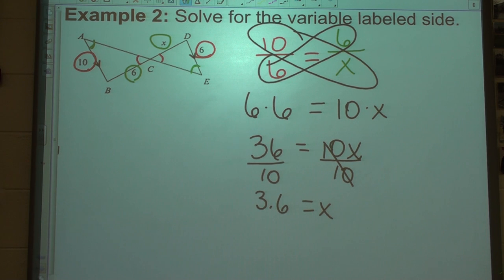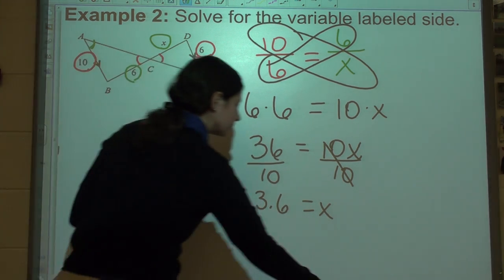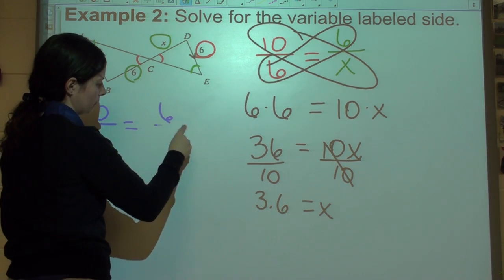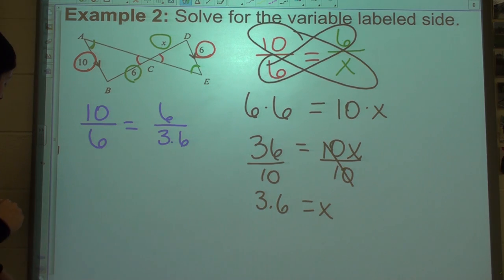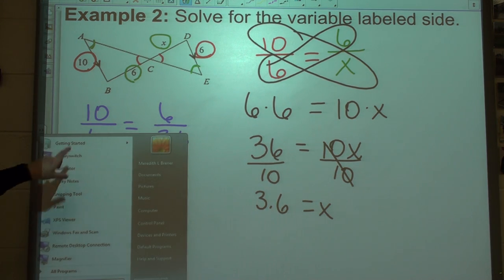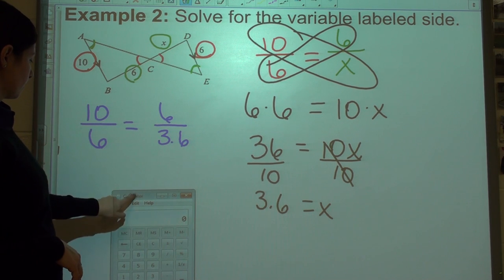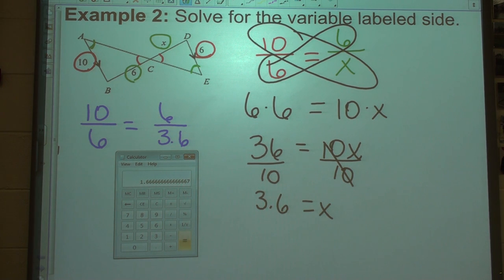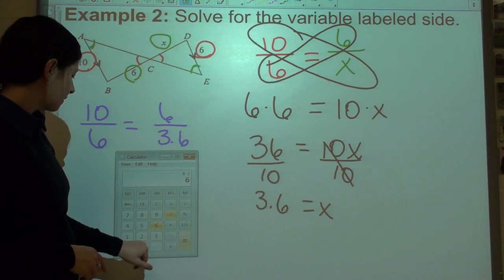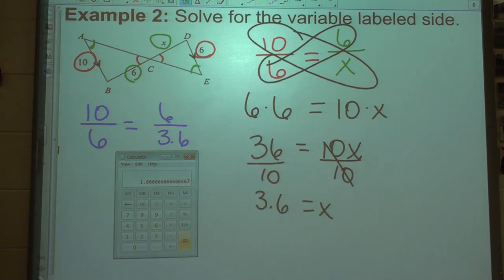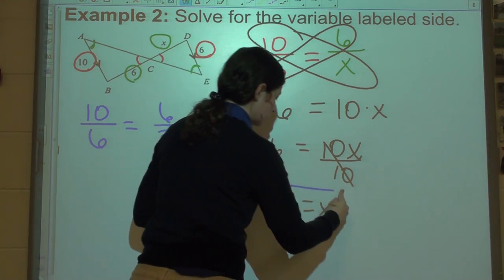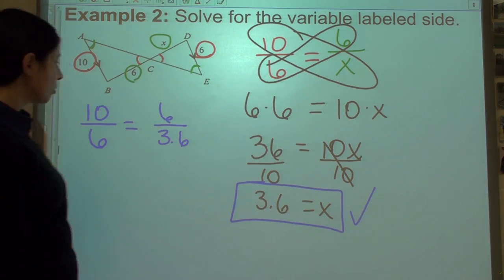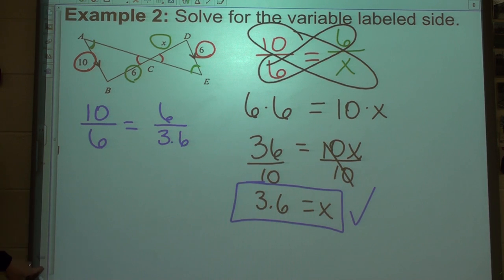Now for this one, I will plug it back in, and I'm going to have to cross multiply. Or you can pull up your calculator, and I'm going to use the one that comes with the computer. So I've got 10 divided by 6, which gives me 1.66666 repeating. And then I've got 6 divided by 3.6, which gives me the same number. So I did in fact do it right. Move the box and a check mark to show my teacher that I remembered to check my work, and move on to the next problem.